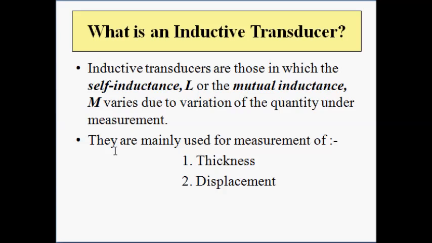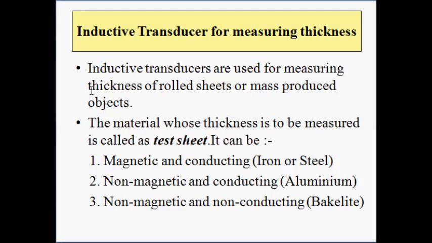They are basically used for the measurement of thickness and displacement. In industries, inductive transducers are used for measurement of thickness of rolled sheets or mass produced objects. There are various kinds of materials in which the thickness of the test piece plays a huge role. We have to ensure that it is of the right length, breadth and height. In that case, the inductive transducer, any sort of thickness transducer, comes into play.